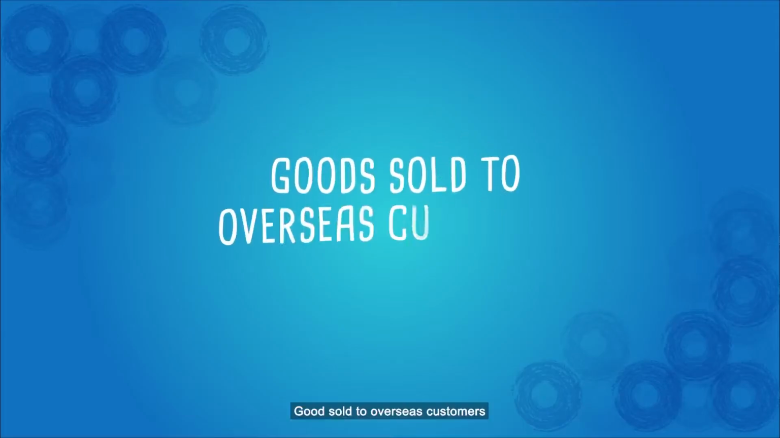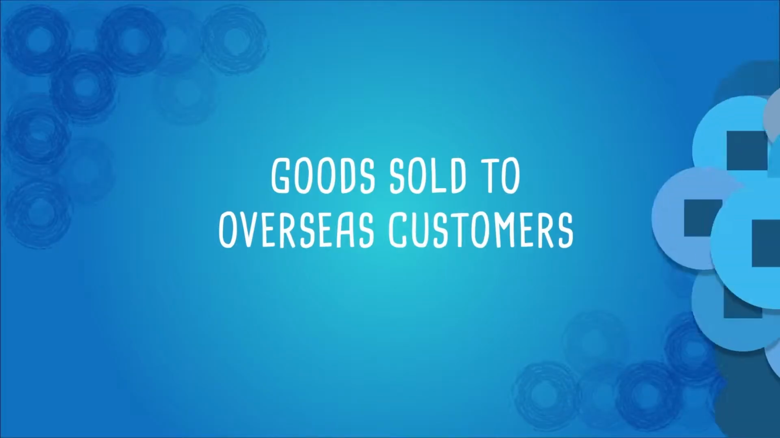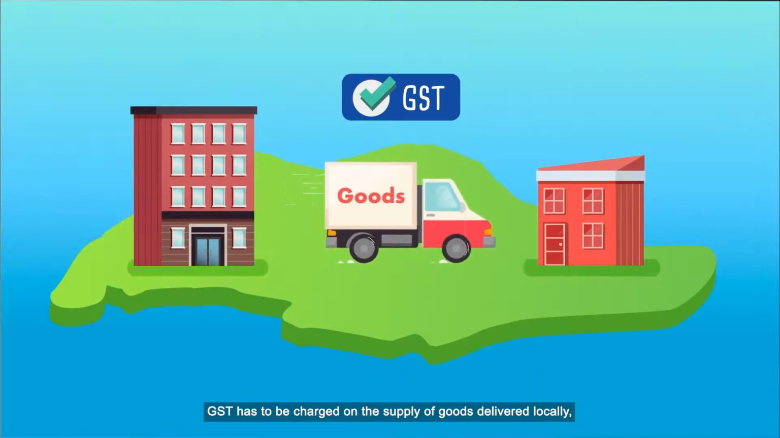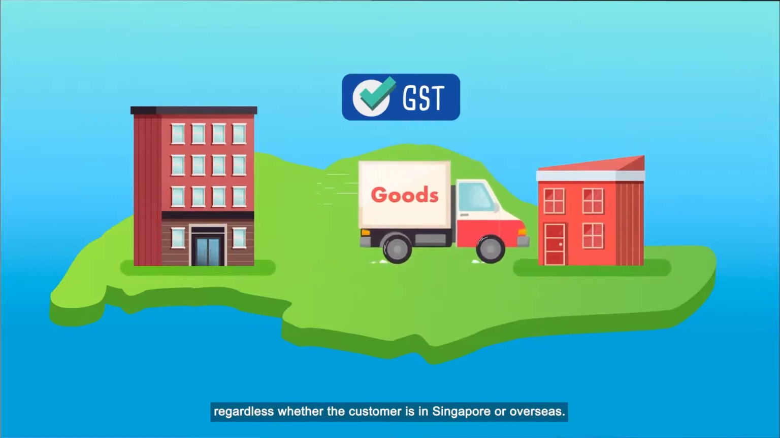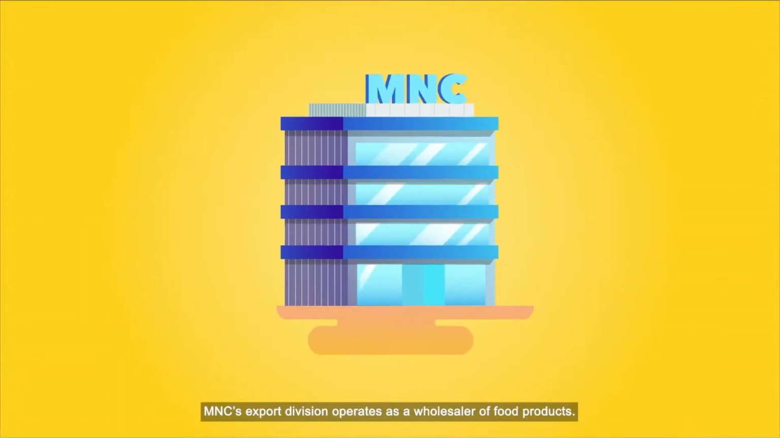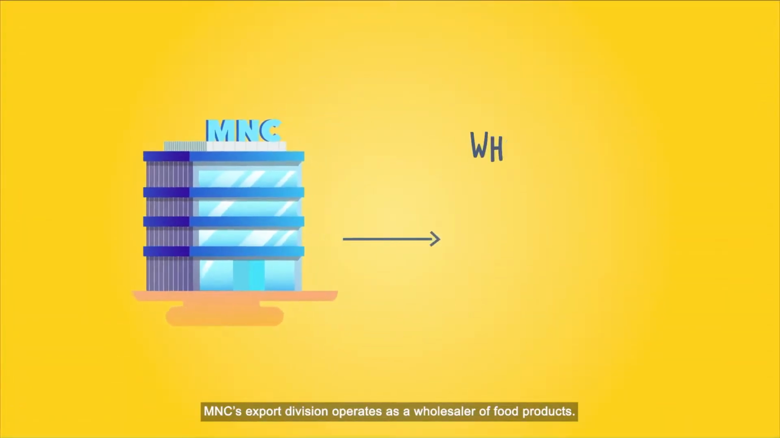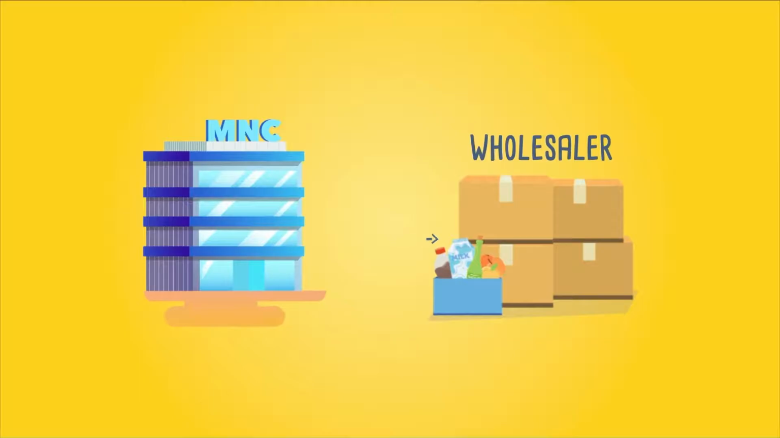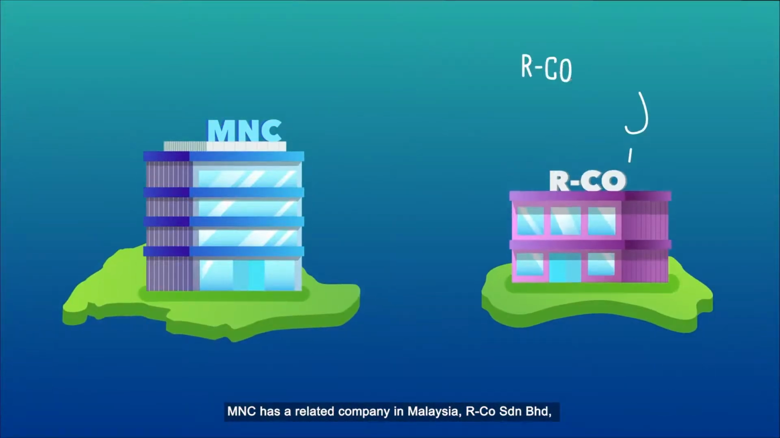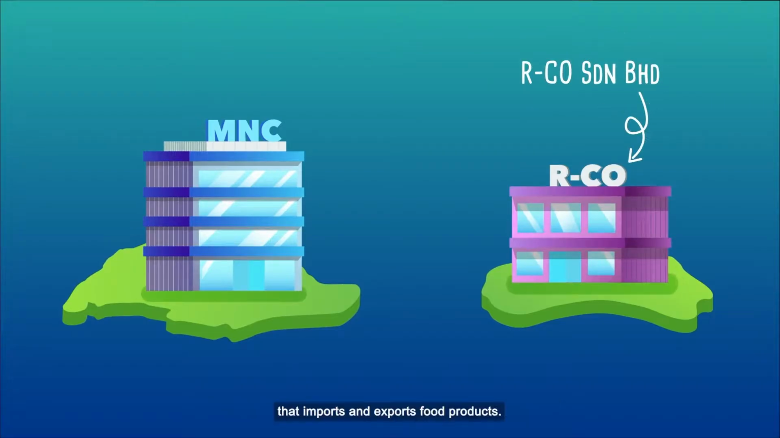Goods sold to overseas customers. GST has to be charged on the supply of goods delivered locally, regardless whether the customer is in Singapore or overseas. MNC's export division operates as a wholesaler of food products. MNC has a related company in Malaysia, Arco Sendirian Berhad, that imports and exports food products.